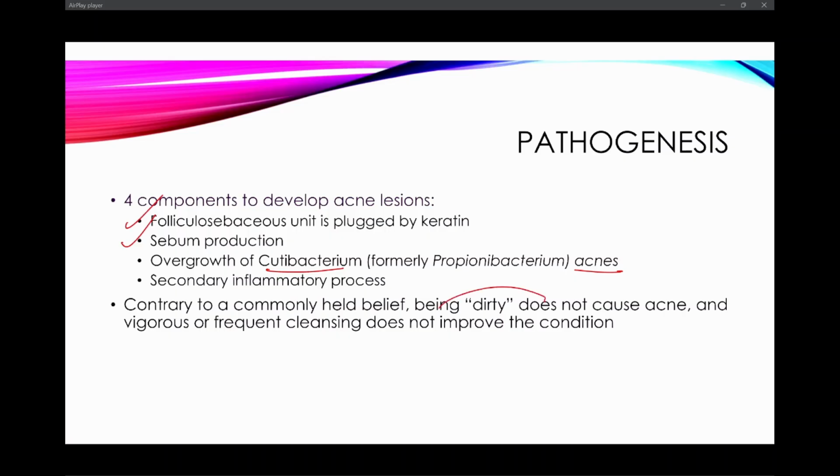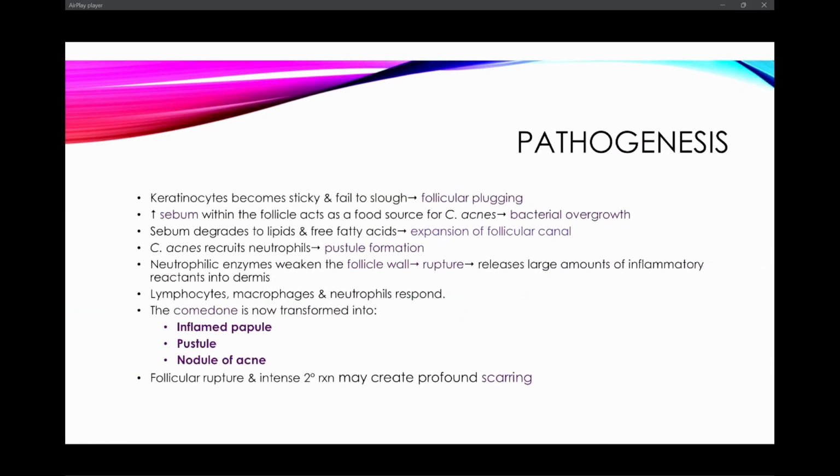Again, being dirty does not cause acne, and vigorous and frequent cleansing does not improve the condition either. So all those creams, all those other things, sometimes they don't do anything. So these keratinocytes become sticky and they fail to slough off because they're now sticky, and that causes the follicular plugging to happen. Now this chart is very important because it's going over the pathophysiology of why you get these different things with acne.